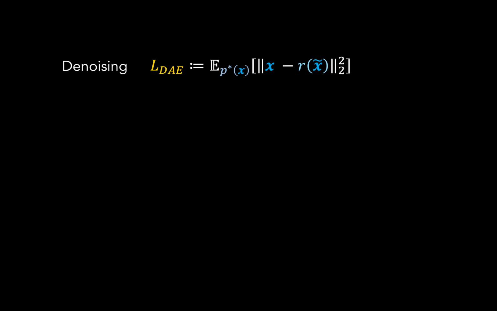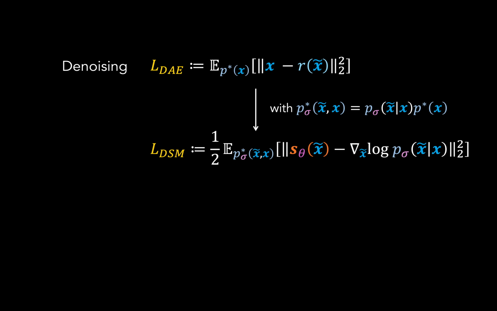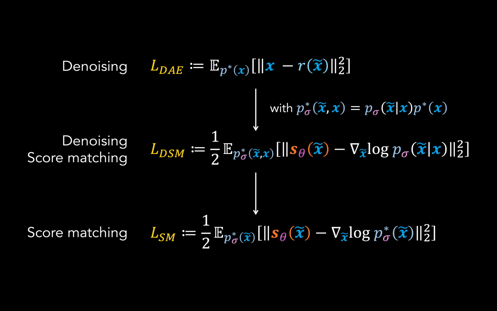Therefore, we can draw an equivalence between the denoising loss and a score matching loss, averaged over x and x tilde, where the target is the score of the perturbed conditional. We call this our denoising score matching loss. Now, it turns out we can prove that this loss is equivalent to score matching on the marginal perturbed distribution p star sigma, which is a mixture of Gaussians where each mode is a real data sample.